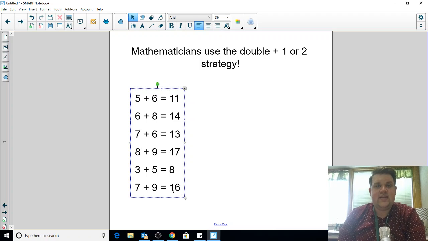As you work through these activities today, you're going to be practicing this double plus or minus 1 or 2 strategy. This strategy is going to be really helpful for you to get really efficient at problems where the numbers are close to each other, when the add-ins are close to each other, so you can use that double plus or minus 1 or 2.